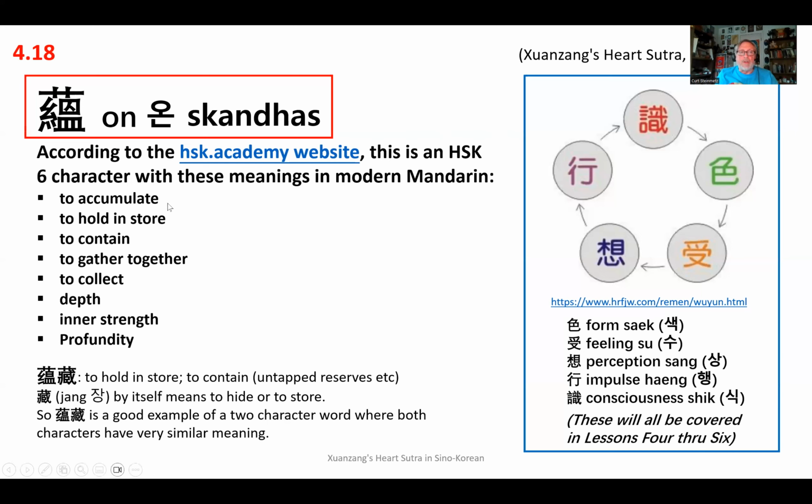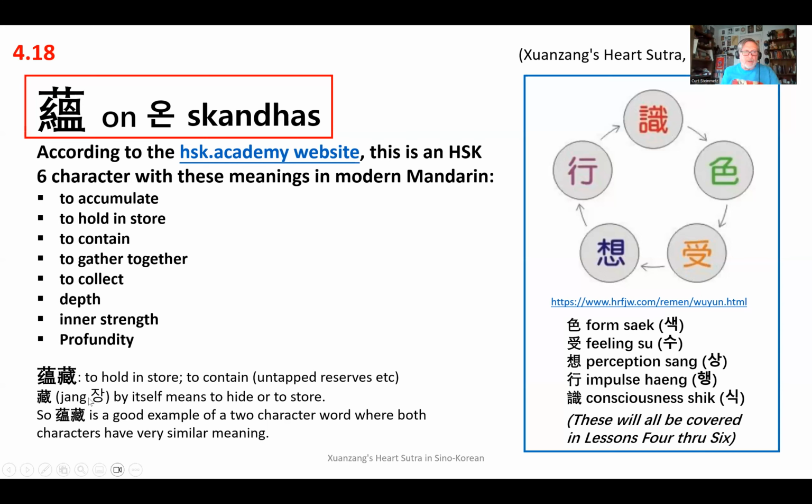If you've ever looked into the Buddhist meaning of this, you do know that the skandhas are sometimes referred to as the heaps, H-E-A-P, the heaps. They're also referred to as the aggregates. And so a lot of these meanings in modern Chinese actually make sense in terms of the way that the word is used in Buddhism.